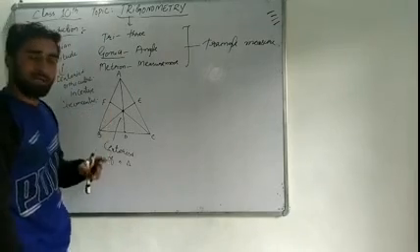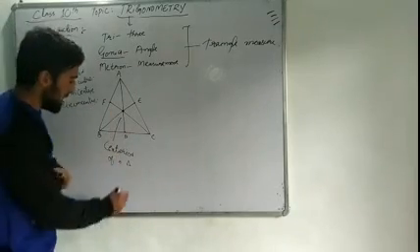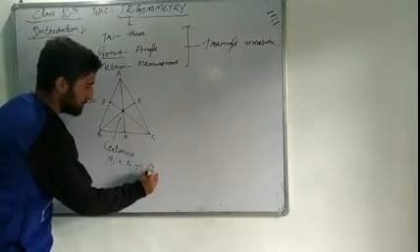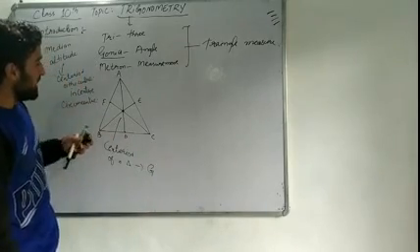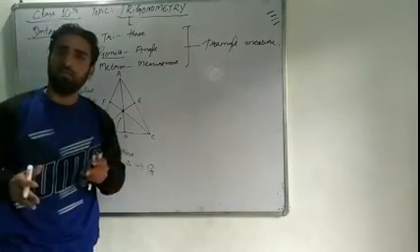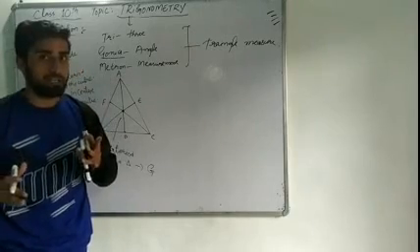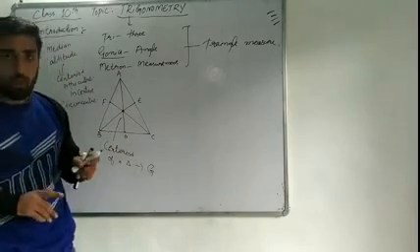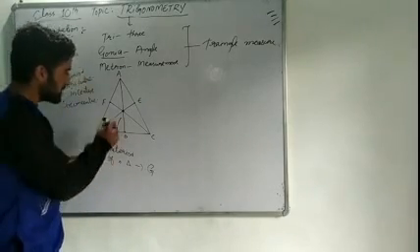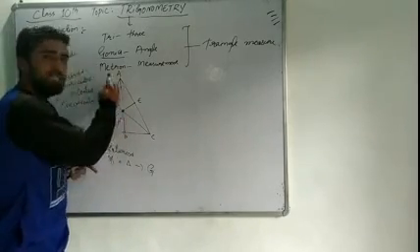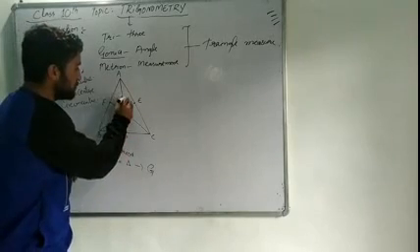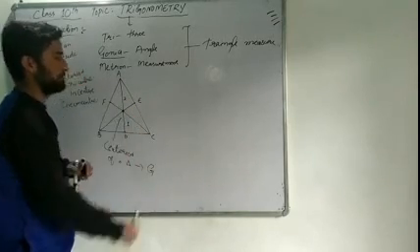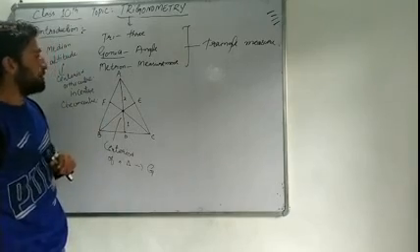This point is called the centroid of a triangle, and this point is denoted by capital G. So simply, एक centroid क्या होता है? It is simply the point of intersection of the three medians of a triangle. और एक और चीज है, this centroid divides the median in the ratio of 2:1. So this is a median.